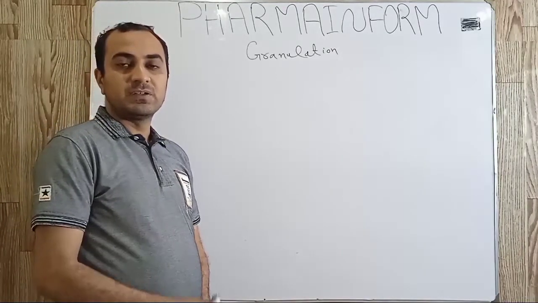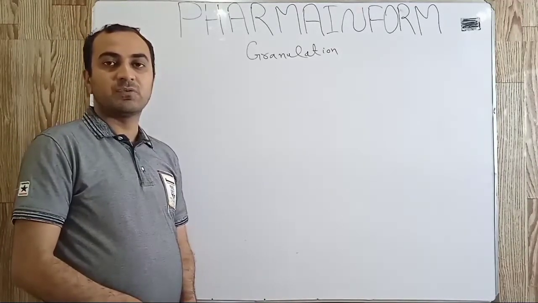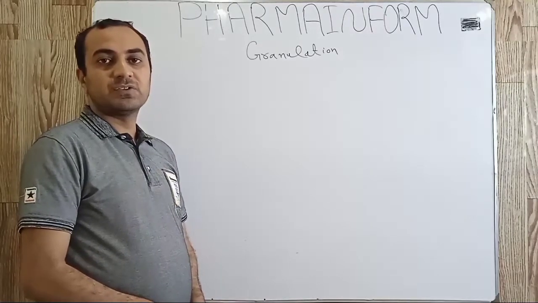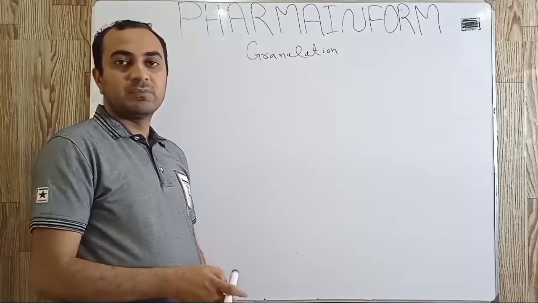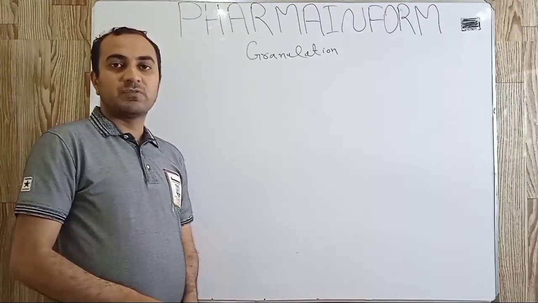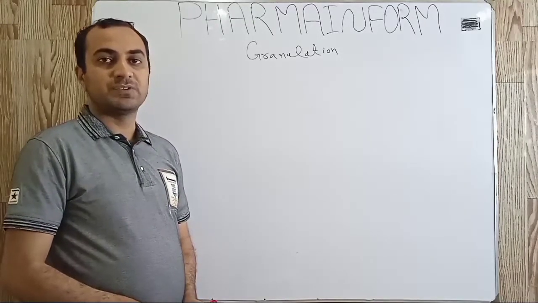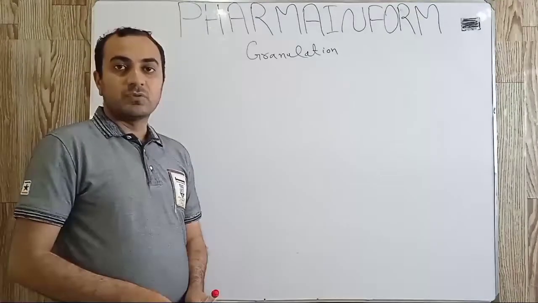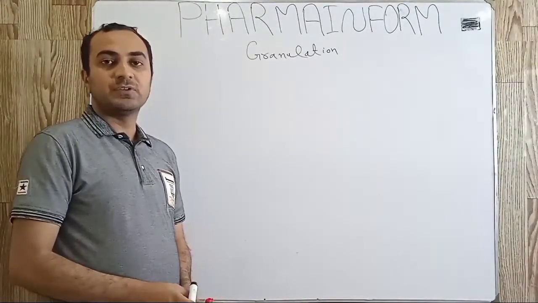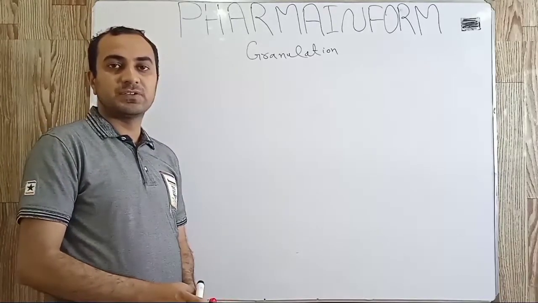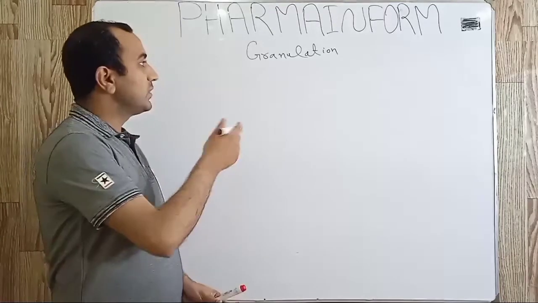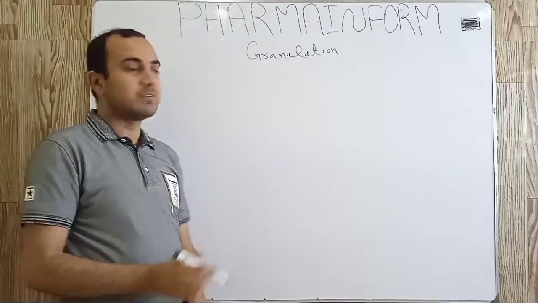Now we will start detailed lectures on each type of granulation, including wet granulation, dry granulation, and the third method used for manufacturing of tablets, which is direct compression. So if you have not seen the last video, you can watch it. The link is given in the description. Now today we will start wet granulation.